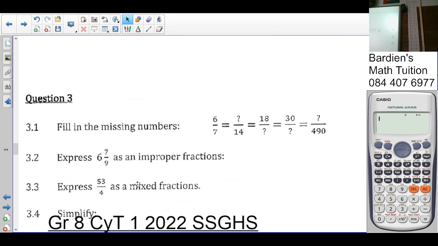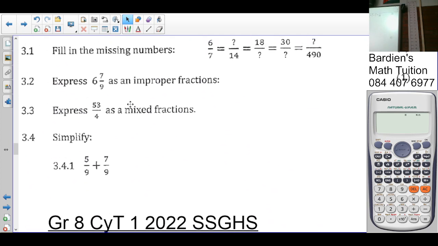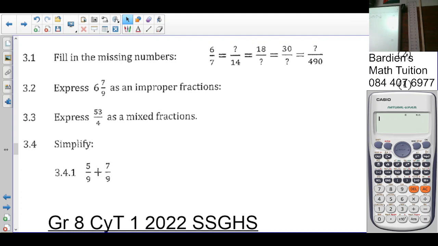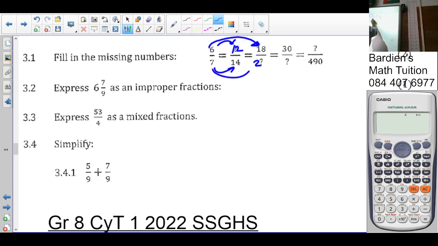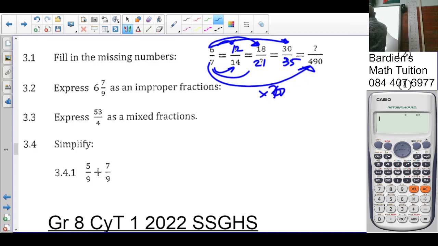Next. In question 3 it says fill in the missing numbers. Alright, so how do I move from 7 to 42? So 6 times what is 18? 3. 7 times 3 is 21. 6 times what is 30? 5. 7 times 5 is 35. 7 times what is 70? So you multiply it by 10. So 6 times 70 is 420. Okay. All agree with that?